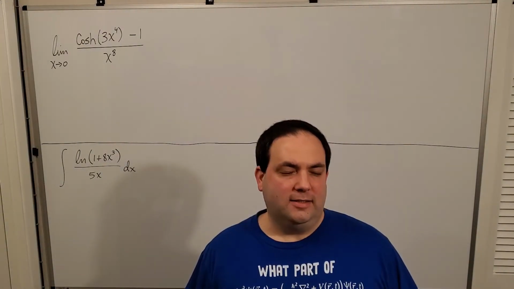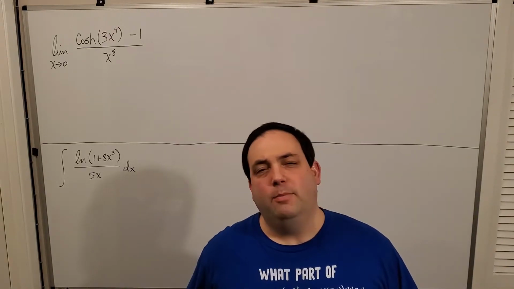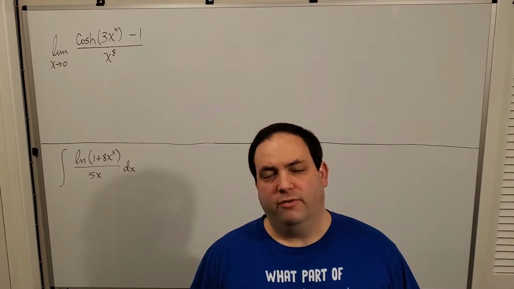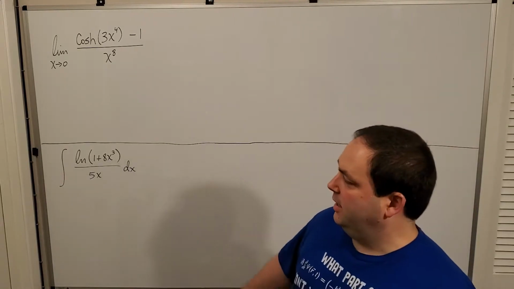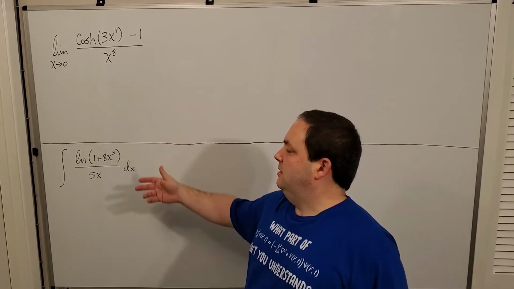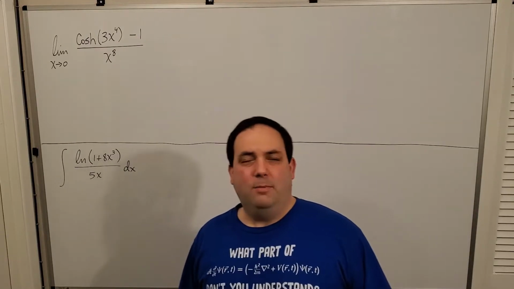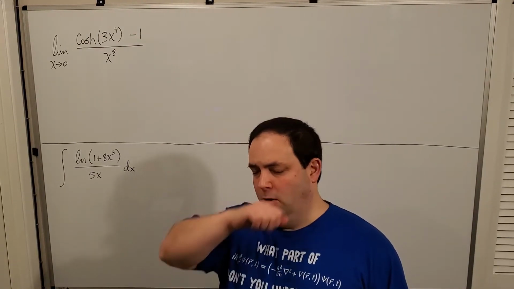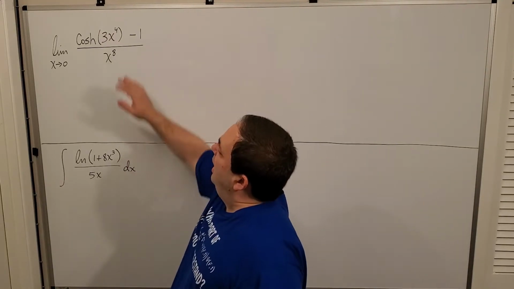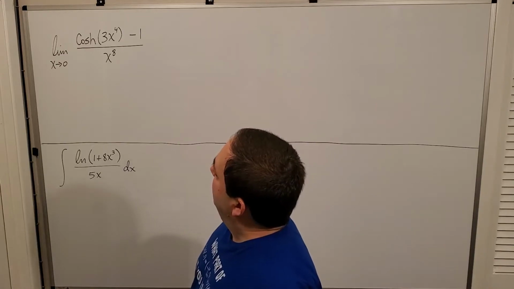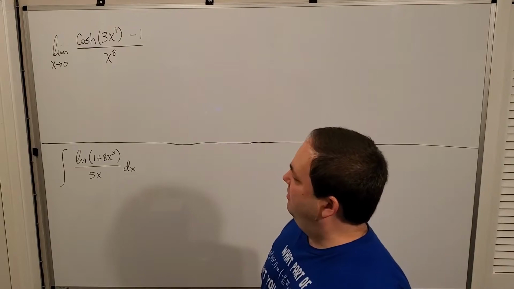There are other places in calculus where Taylor series, or just power series in general, can be a useful tool for evaluating things. These two examples that I want to show you here can come up every now and then. Limits and integrals, especially limits and integrals that can't be reduced any other way, or at least not an obvious way. Okay, the limit of the hyperbolic cosine of 3x to the 4th minus 1, divided by x to the 8th.